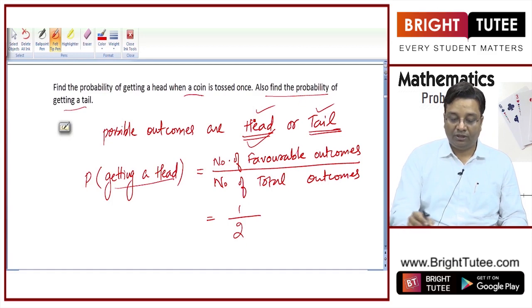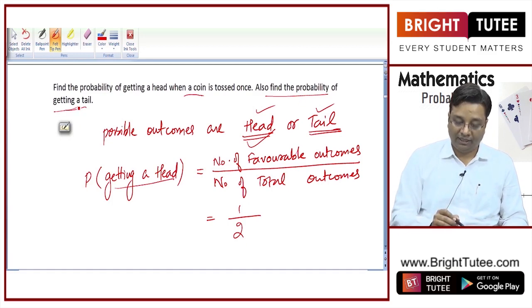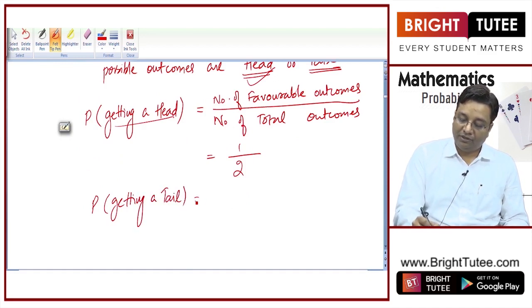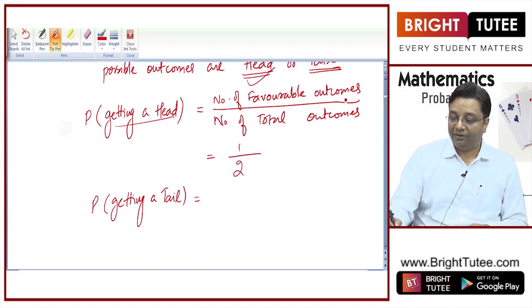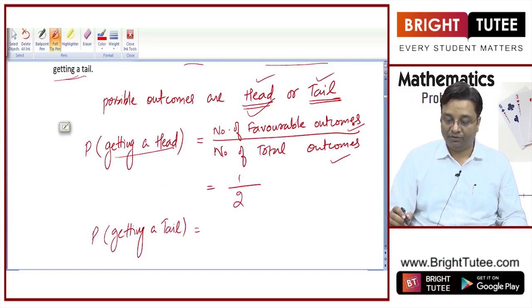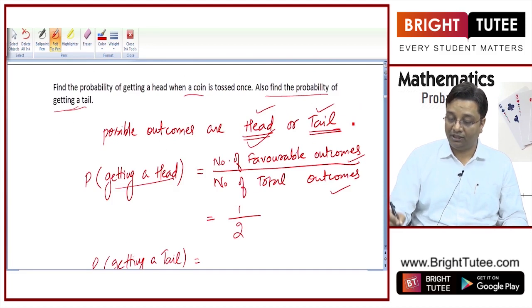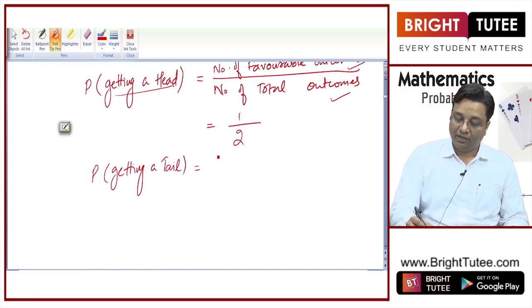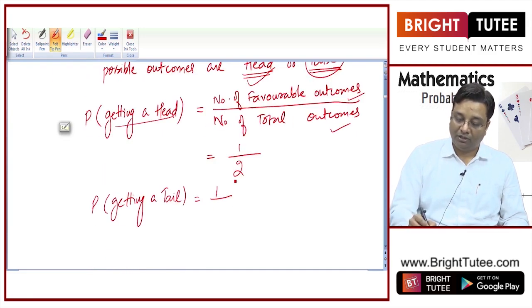Now, we also need to comment about the probability of getting a tail. So, this can also be done in this way. Probability of getting a tail is again number of favorable outcomes by number of total outcomes. What is the number of favorable outcomes in this case? This is the favorable outcome while we are calculating the probability of getting a tail. So, 1 is the favorable outcome, total number of outcomes is again 2. So, this is the probability of getting a tail.